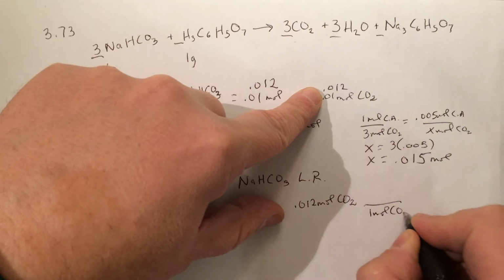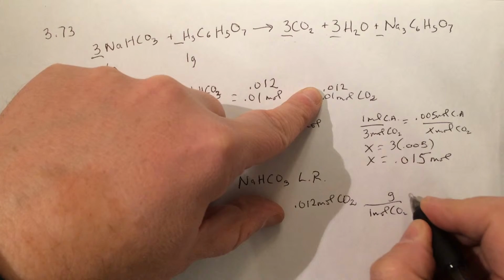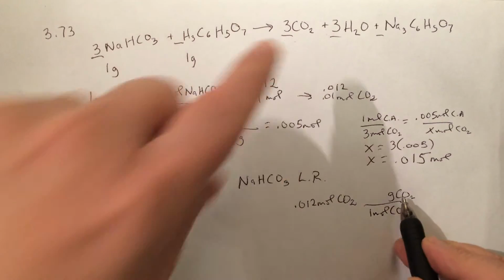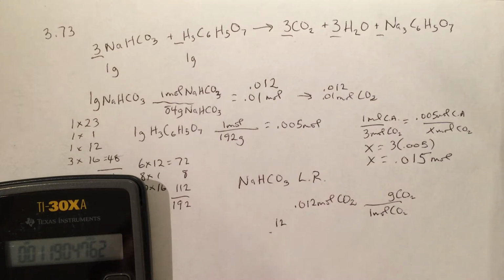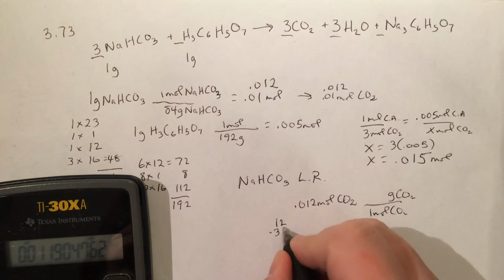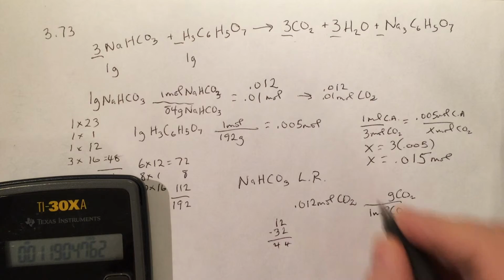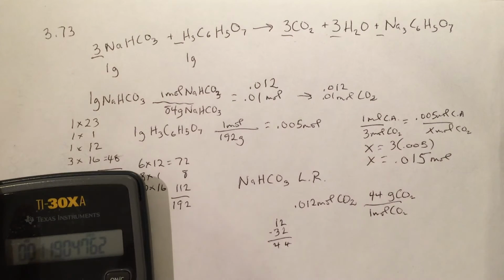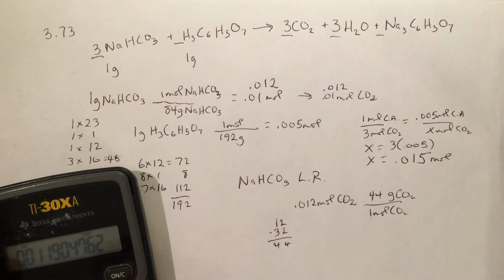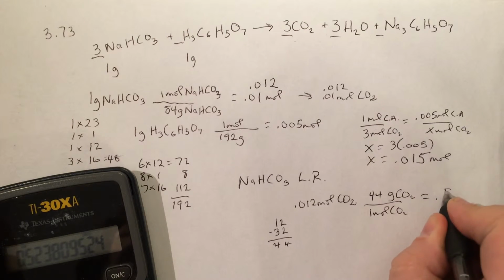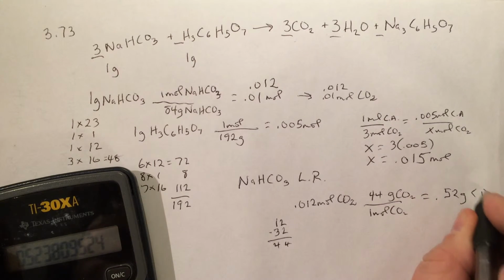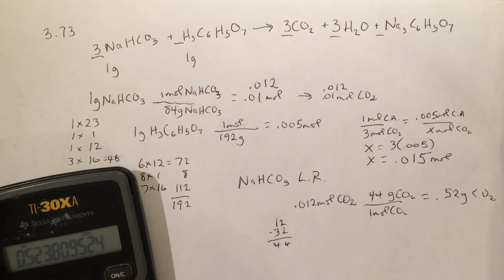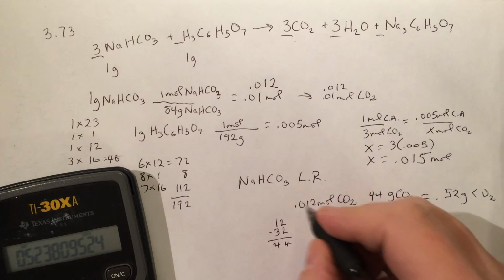1 mole of carbon dioxide is how many grams? Well, carbon is 12, there's one of those, and then 2 times 16, that's 32, so that's 44 total, so that's 44 grams per mole, times that's going to give you 0.52 grams of the carbon dioxide gas. So that's your B. How much can you make? You can only make 0.52.